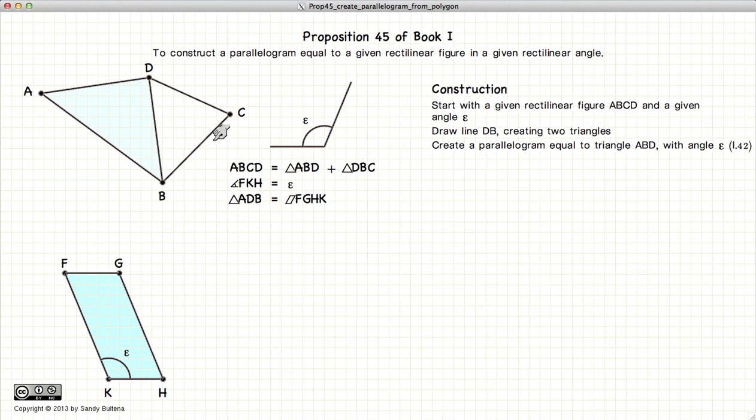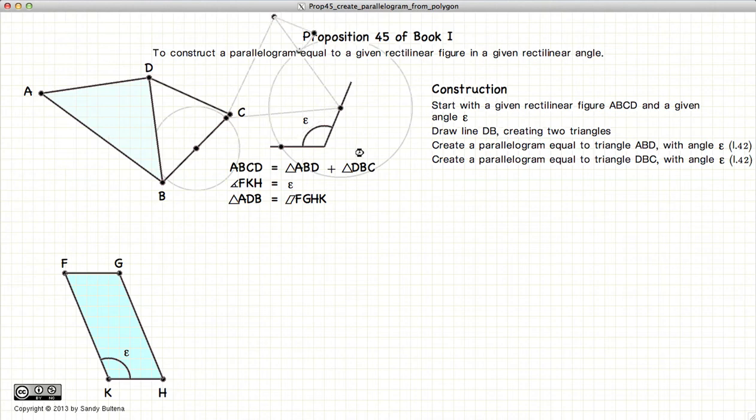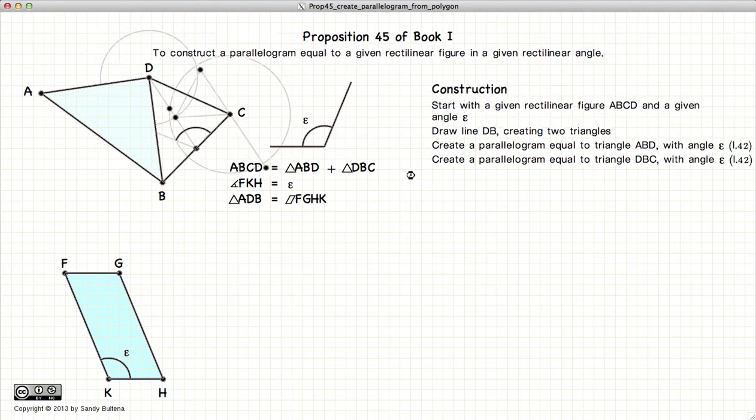The next step is to draw a parallelogram that's equal in area to this triangle. Again, using the methods described in Proposition 42, and our parallelogram will have the angle epsilon as part of its construction. All right, almost done. And there we go. And now we're going to copy this parallelogram to the length GH so that it is equal in size using the methods described in Proposition 44.